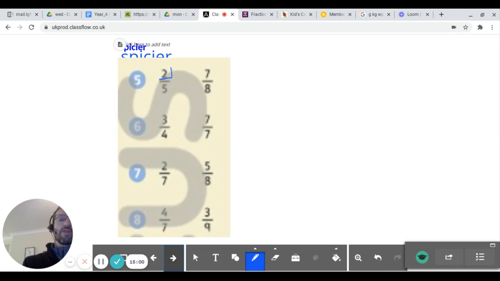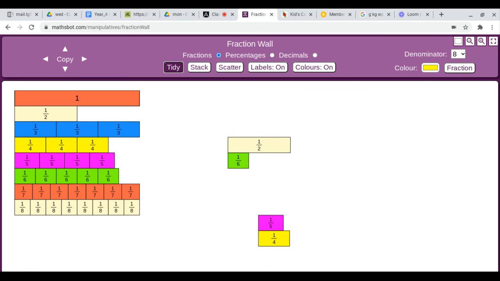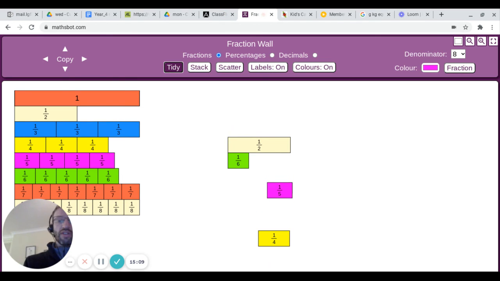So because the number on top, the numerator, is more than 1, we need to drag more than 1 out. 2/5 and 7/8 would look like this. I've got 2/5 here. Put those together. They have to be touching. Now I want 7/8. 1, 2, 3, 4.